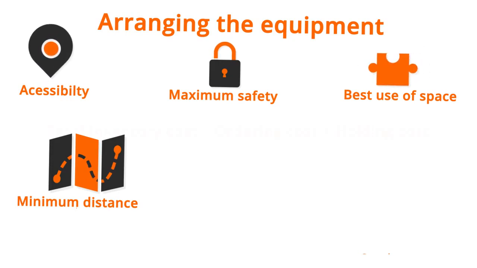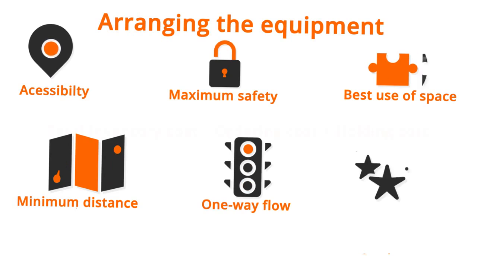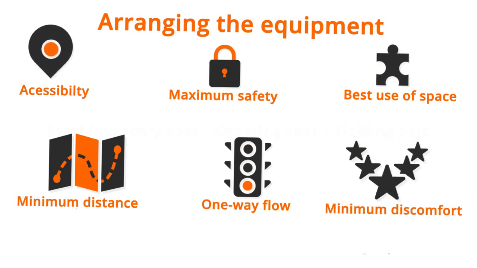Number 5, one-way flow. There should be a one-way flow for the production equipment. And lastly, minimum discomfort. The equipment should not be of any inconvenience to any of the workers or staff in the factory.